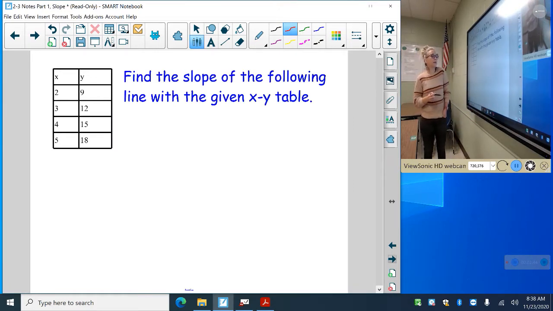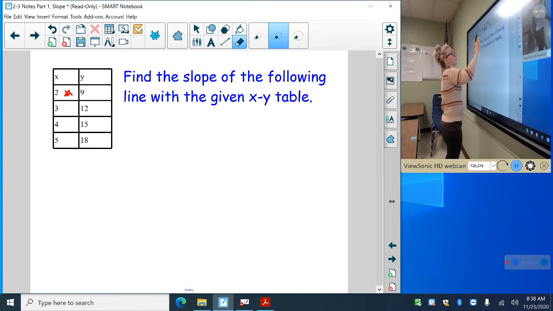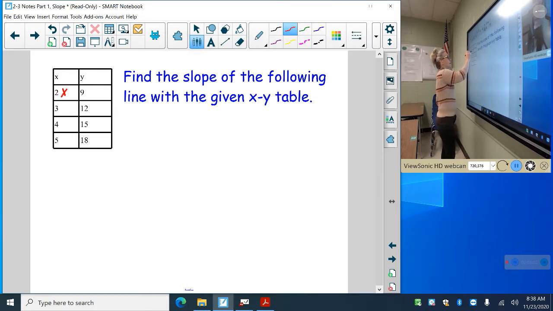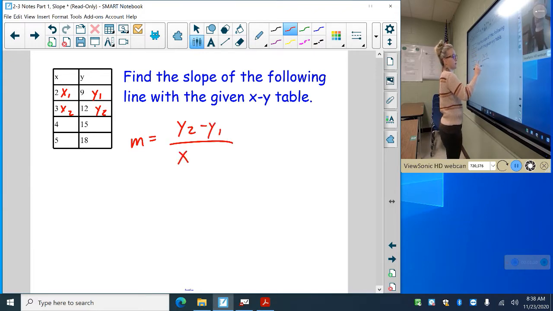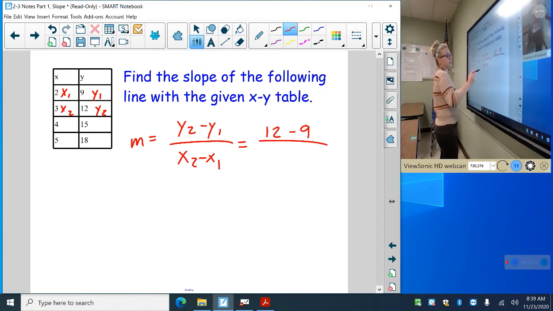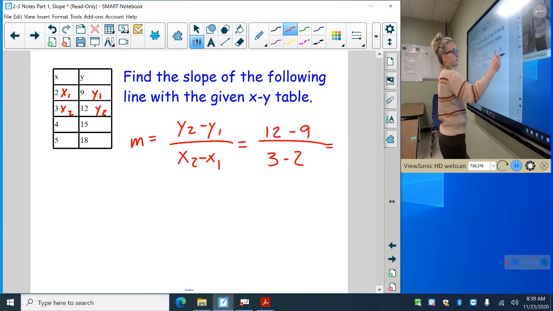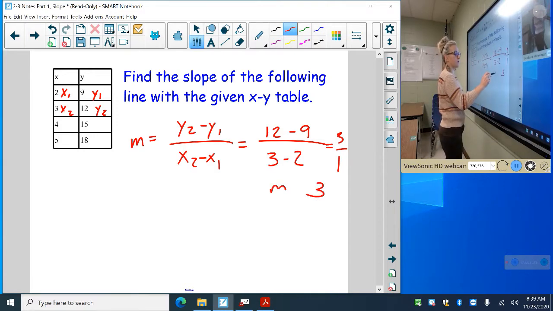Find the slope of the following line with a given xy table. If these are all points on a line, and I need to find the slope, how do I do that? Well, I'm going to pick 2 of the points. It doesn't matter which ones. We'll call this one x1, and we'll call this one y1, and we'll call this one x2, and this one y2. So my slope, m, equals y2 minus y1 over x2 minus x1. So I'm going to take y2, 12 minus 9, over 3 minus 2. That just gives me 3 over 1, which is just 3. So my slope is 3.